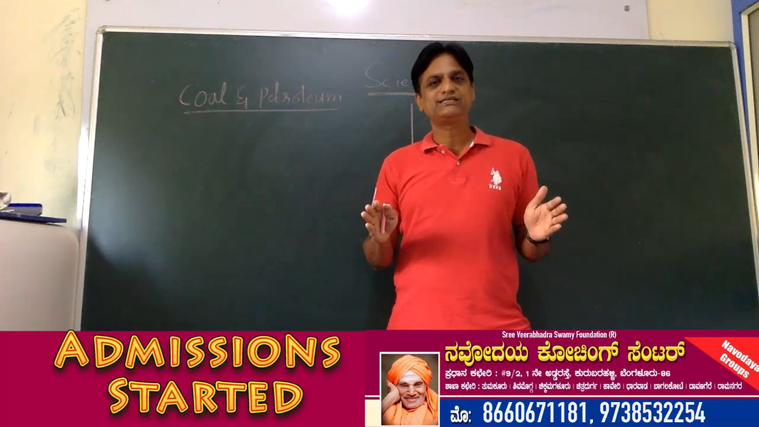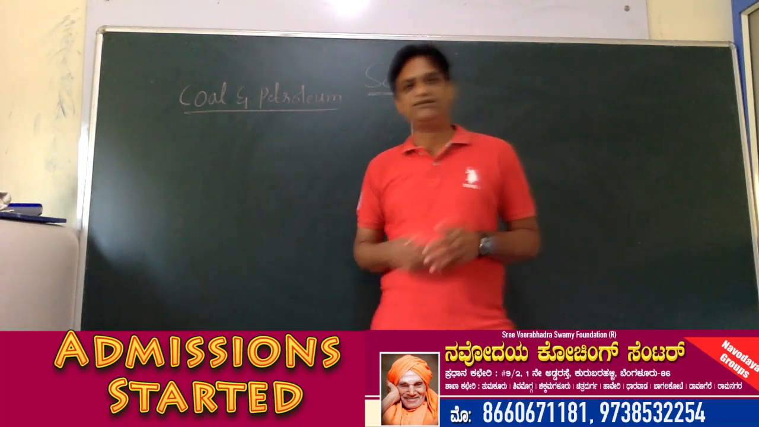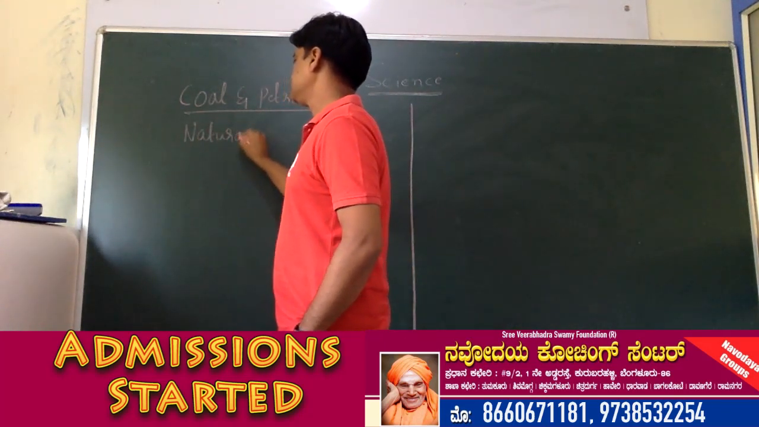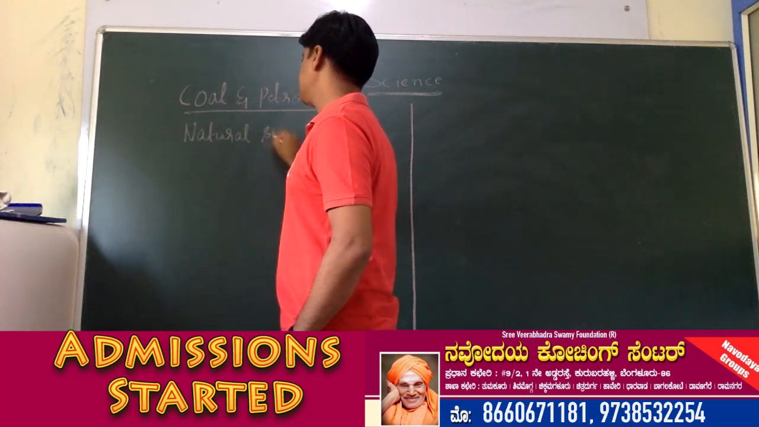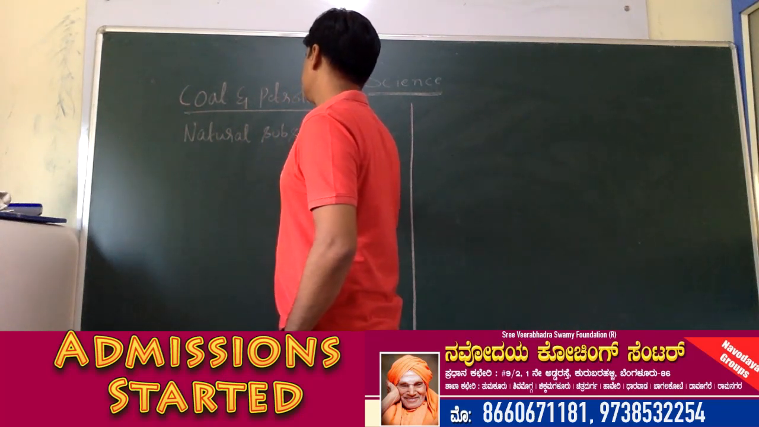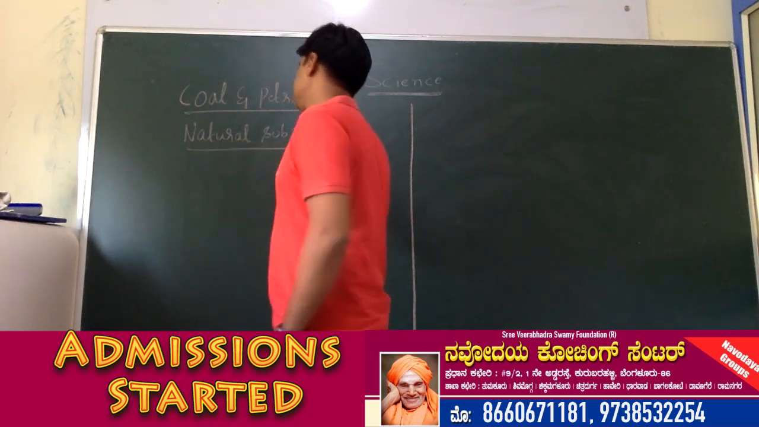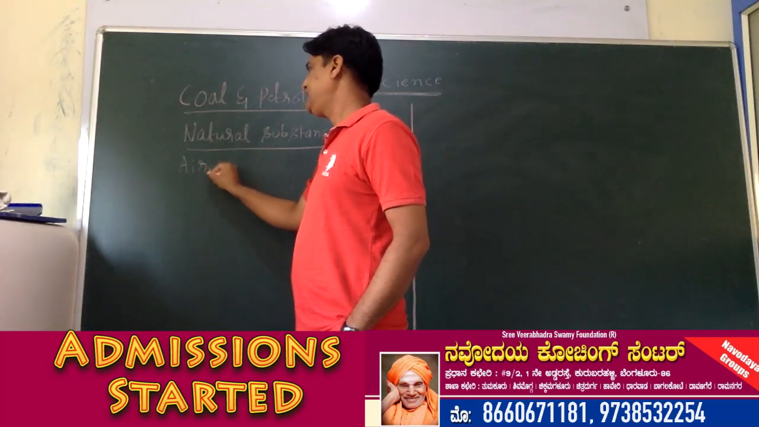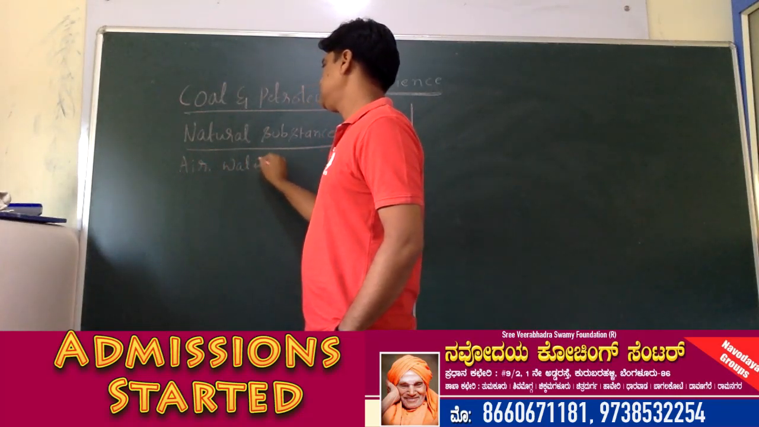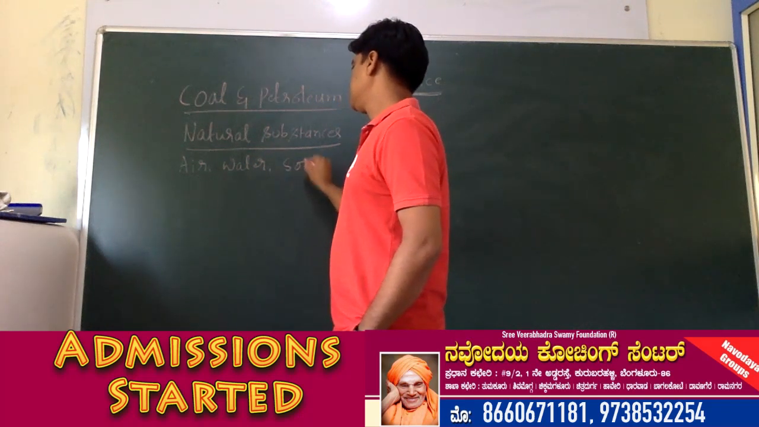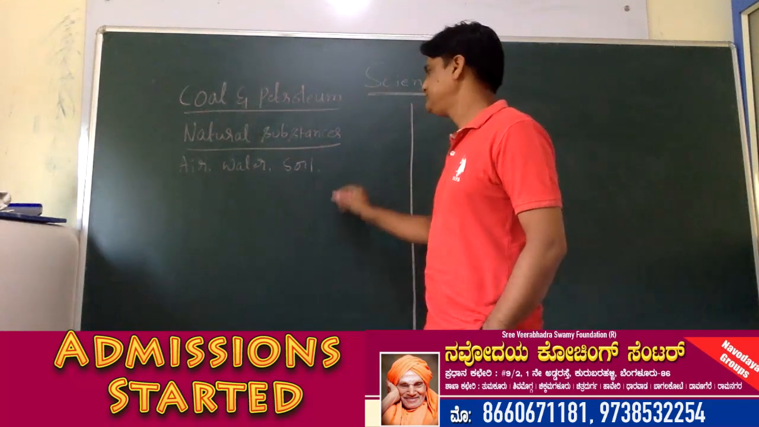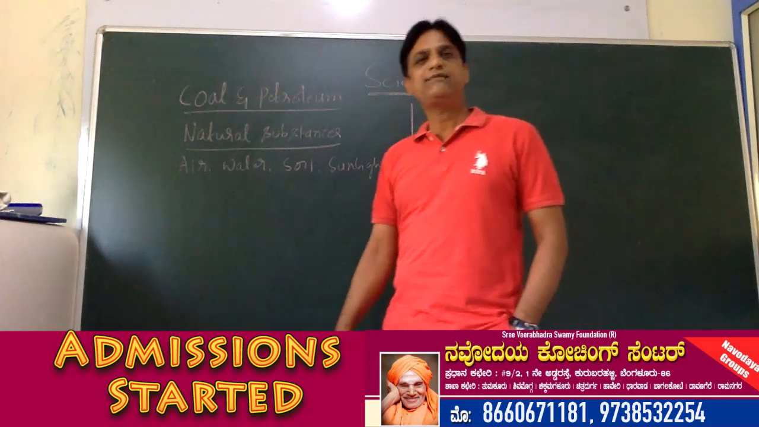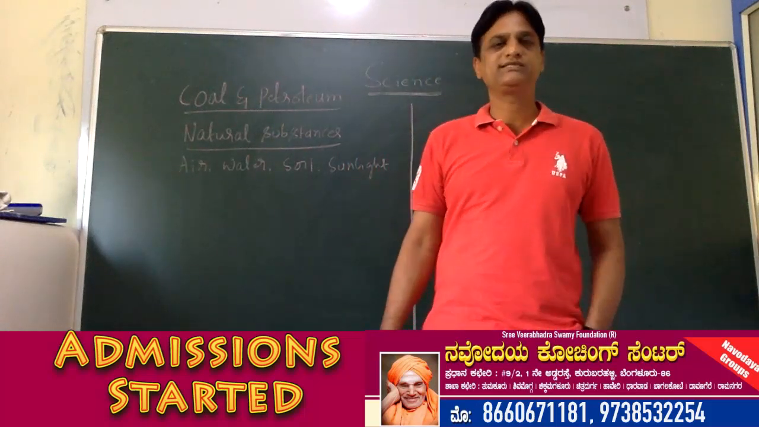So materials which are available in nature are called natural substances. For example, air, water, soil, sunlight are examples of natural substances.